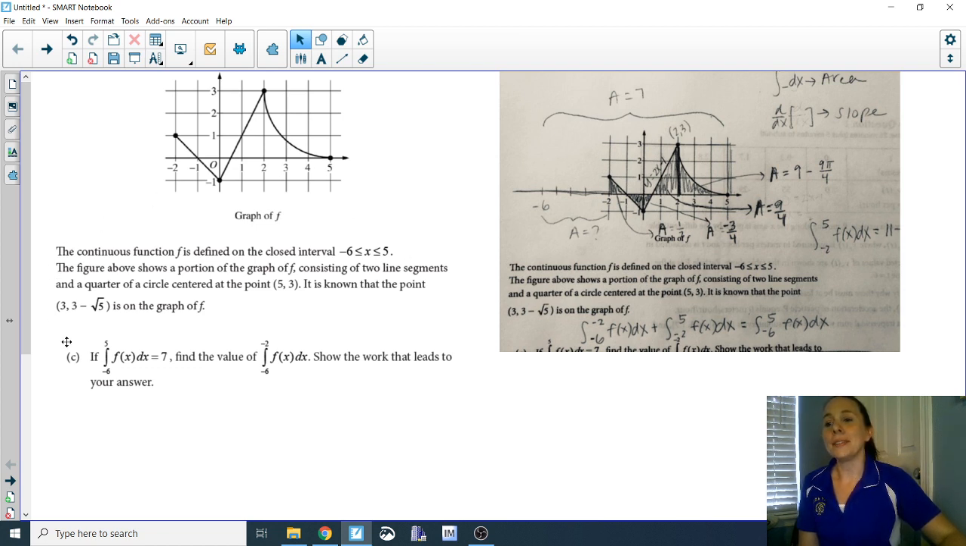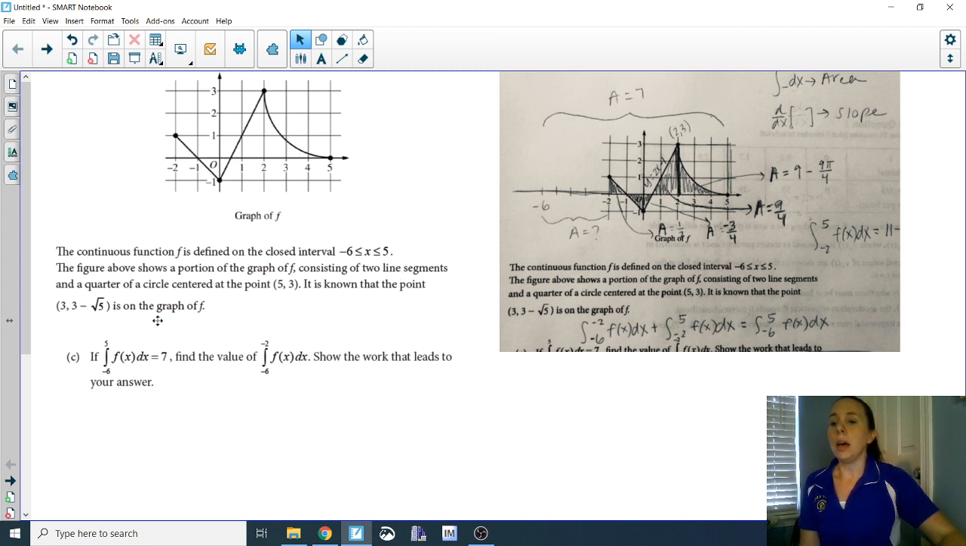The continuous function f is defined over the closed interval from -6 to 5. We see a portion of that graph from -2 to 5. That's important to note. And it tells us some information. These are line segments. This is the curve of a quarter of a circle centered at the point (5, 3). And it tells us the point at x = 3 has a y-coordinate of 3 - √5. That'll be needed for one of the parts of this problem.